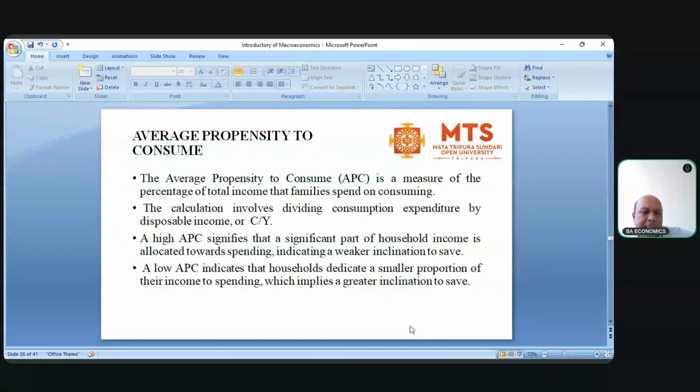Because they have less income. So when people have less income, it is possible that they cannot save any money. So whatever money they earn, they spend. So in this case, APC is the highest. So there is no savings.